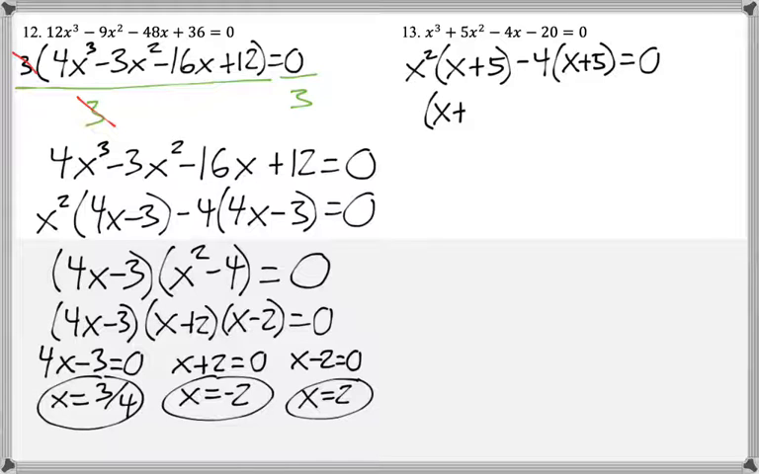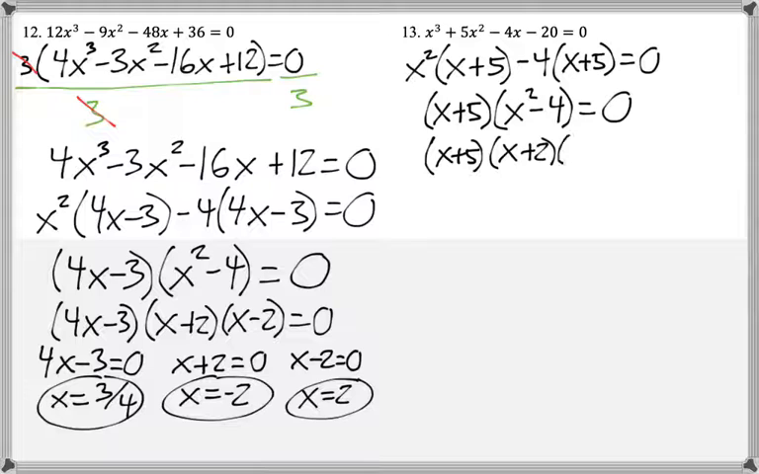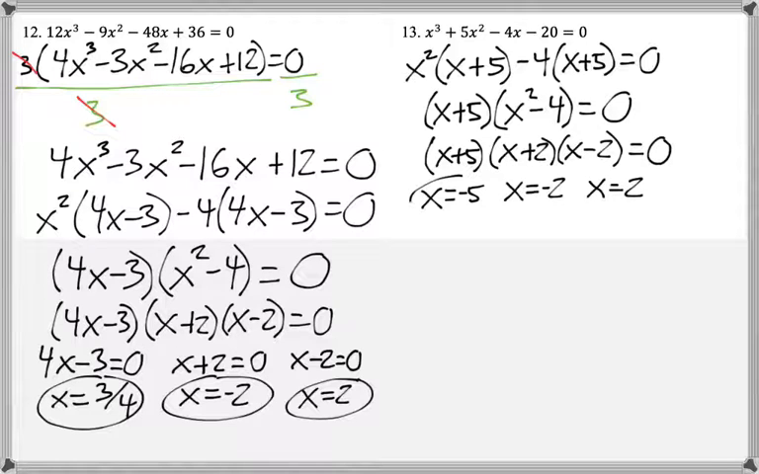So completing the factor by grouping, we have x plus 5, and we have x squared minus 4. Just like number 12, where we had the x squared minus 4, we can factor this further. So it becomes x plus 2, x minus 2. So my three answers are x is equal to negative 5, x is equal to negative 2, and x is equal to positive 2.